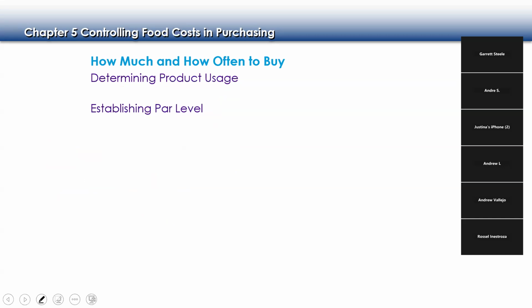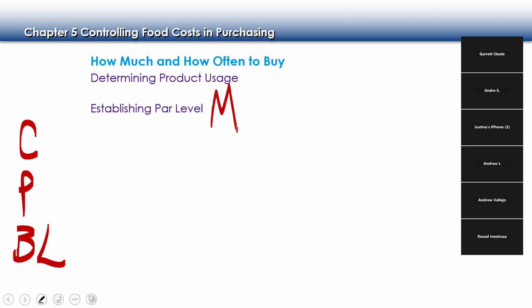Okay, so let's take a look. We have chicken, potatoes, and Bud Light. The highlighted days, Monday and Friday, are our deliveries. Monday and Friday are deliveries. Okay.